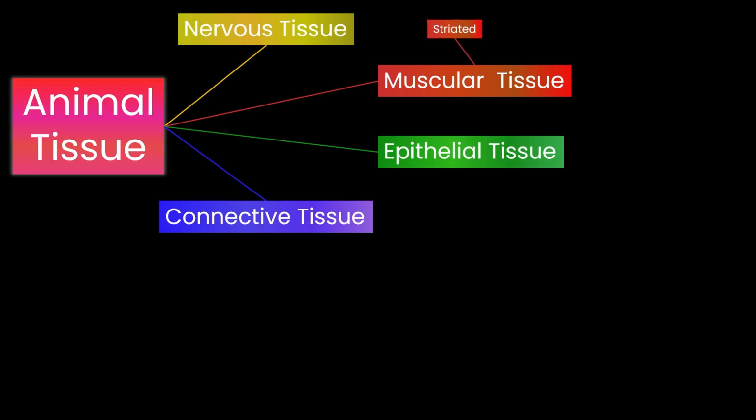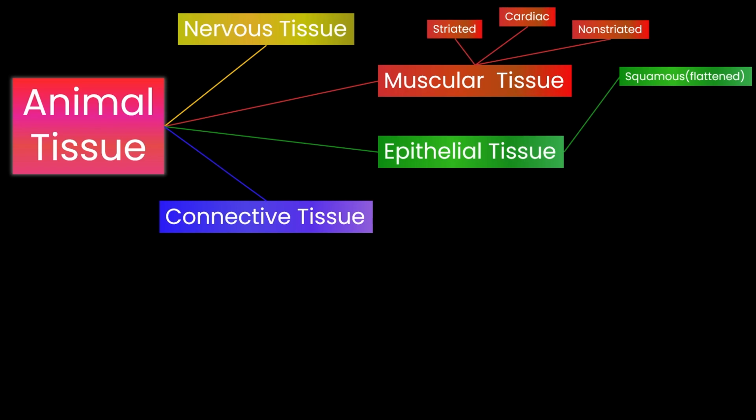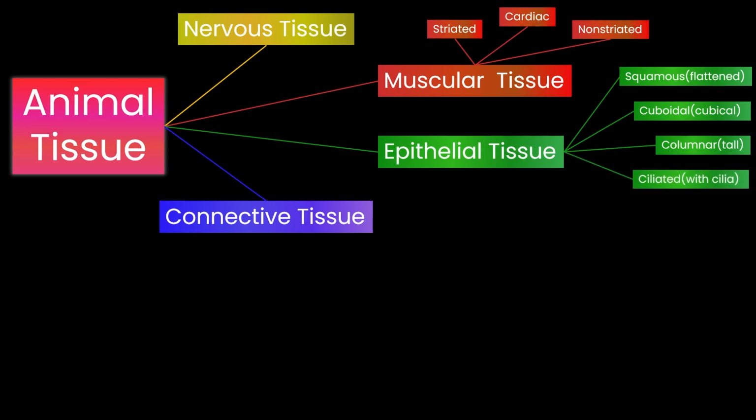Now moving on to the muscular tissue, we have three different types of muscular tissue. The first one is striated, the second non-striated and the third cardiac tissue that is found in the heart. Now moving on to epithelial tissue, it is of five types. First one is squamous epithelium having flattened cells. The second is cuboidal epithelium having cube-like cells. The third is columnar epithelium having tall column-shaped cells, and the fourth one is ciliated epithelium having cells with cilia present on them. The fifth is glandular epithelium having cells with secretory function. That means the cells of glandular epithelium secrete various molecules.